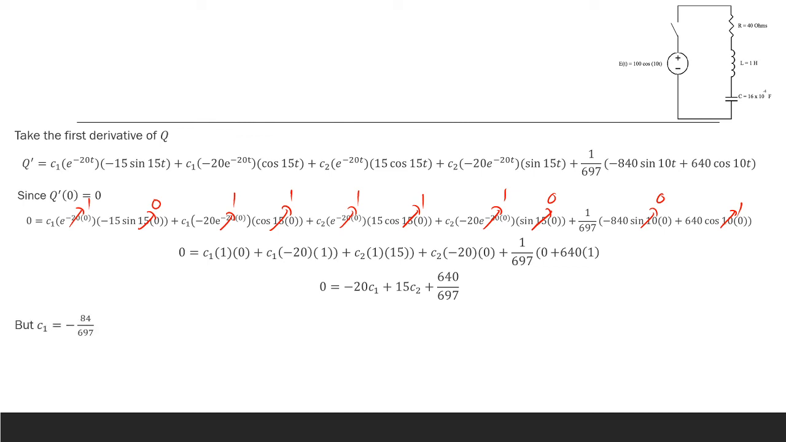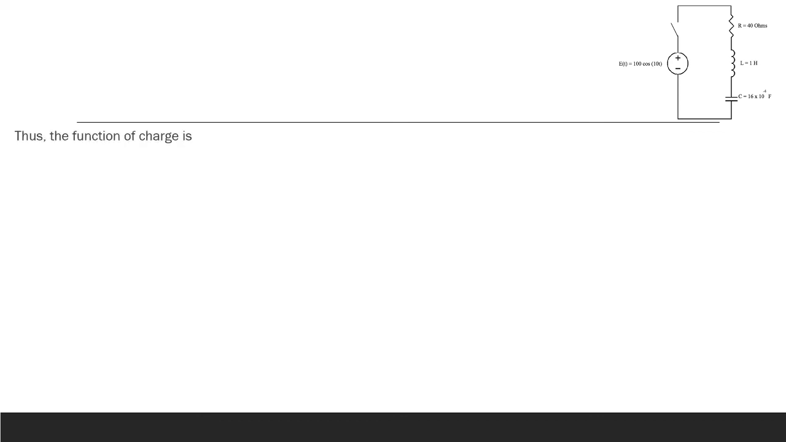Now we already have the value of C1. So we substitute. So we will have 0 is equal to negative 20 times C1, palitan natin ng negative 84 over 697, plus 15 C2 plus 640 over 697. We will arrive at C2 is equal to negative 464 over 2091. Now, pwede na natin i-substitute.